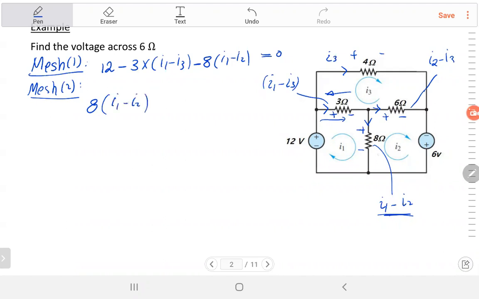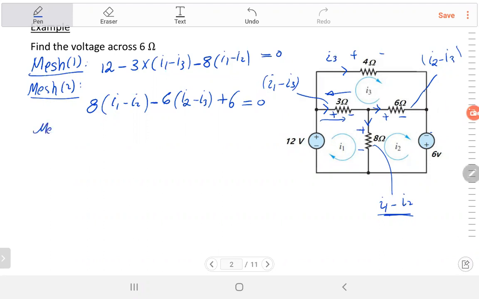That's my reference. Then I start going clockwise direction. I find the positive connected to the positive, so minus 6 ohm times the current in 6 ohm, which is equal to I2 minus I3. I continue, then I find the positive connected to the negative, then I add it. So plus 6 volts equals 0. That will be my second equation. Now you can understand 75%. Let's focus on mesh 3 to make it 100%.